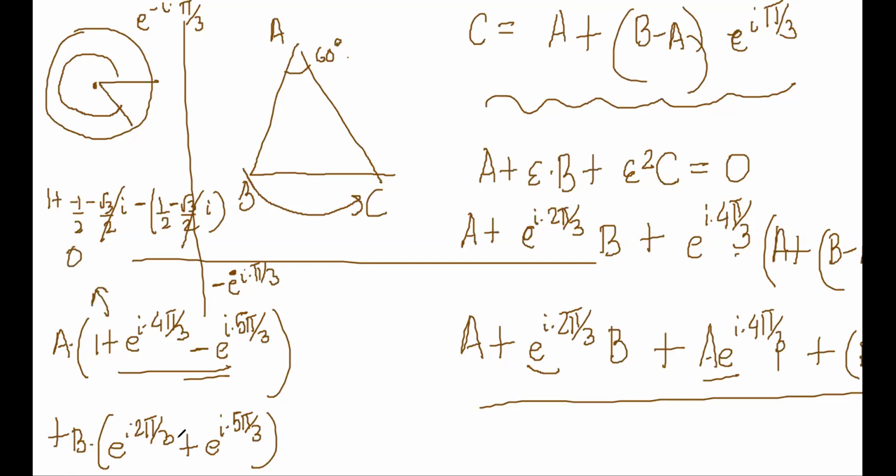This becomes 0, and this one becomes minus half plus root 3 by 2 i, plus, again e power 5π/3 is half minus root 3. Oh, everything is becoming 0. Okay, so it is becoming 0. So this is the logic of it.